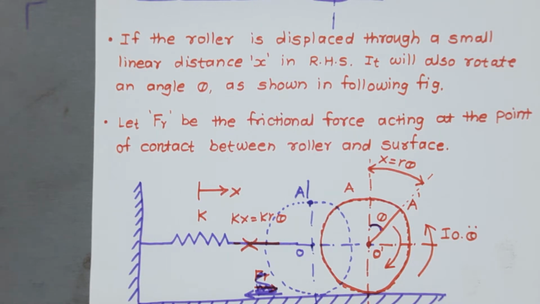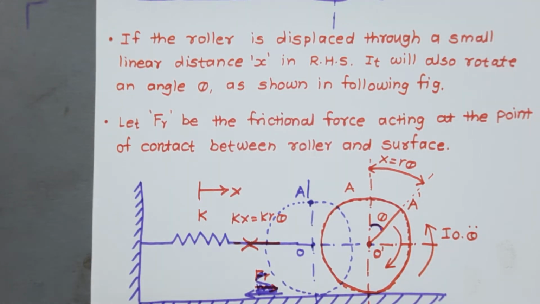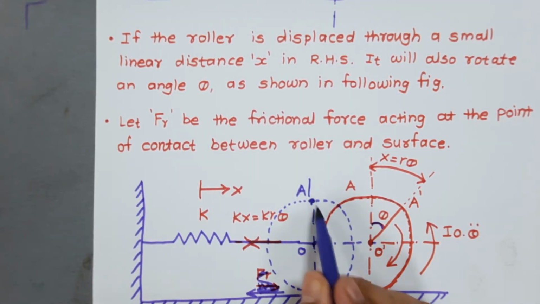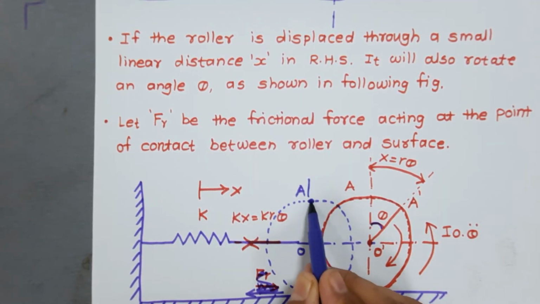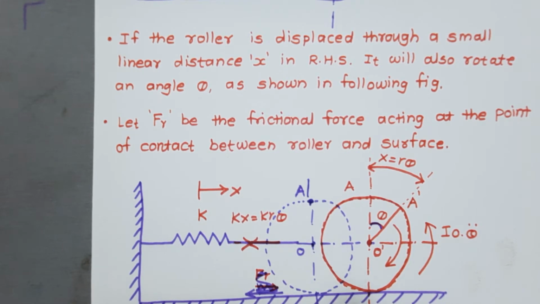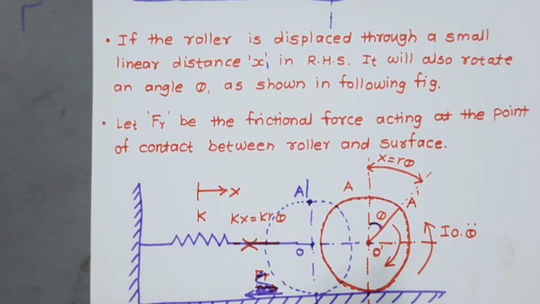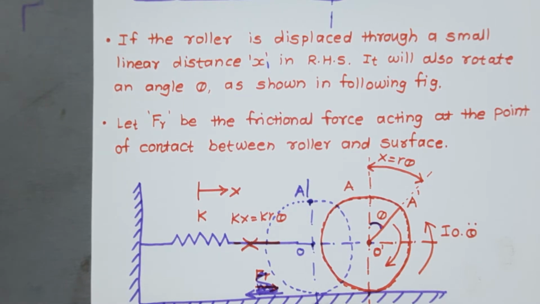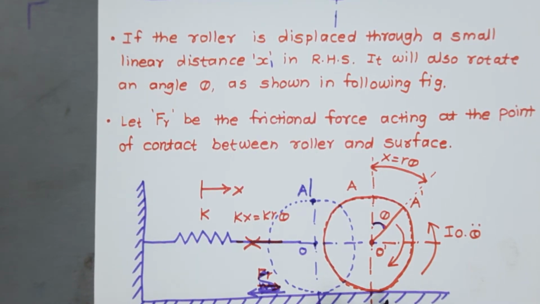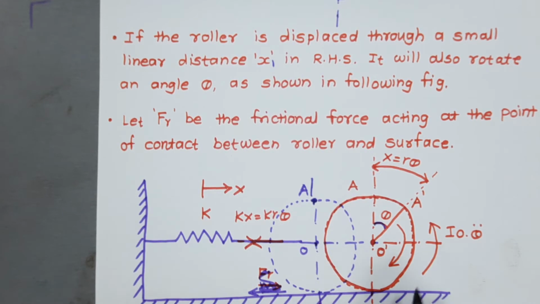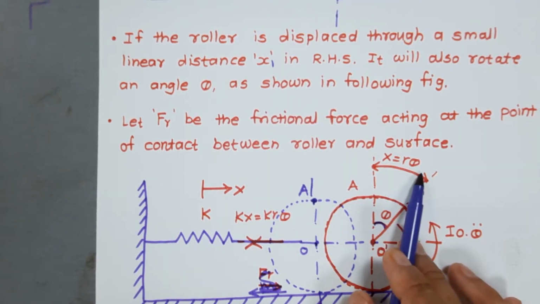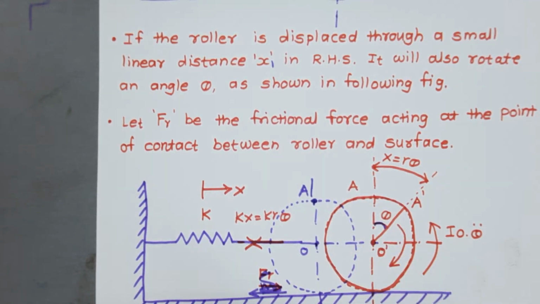So we take Fr as the frictional force acting at the point of contact between the roller and the surface. Dear friends, observe this is the initial position O, A is the point. After moving the mass from the initial position to the next position by an amount x1 is the displacement. You can take x1 instead of x. The linear displacement of the roller is x1 while the angular displacement is theta. So express linear displacement in terms of angular displacement as x is equal to r theta for this roller.